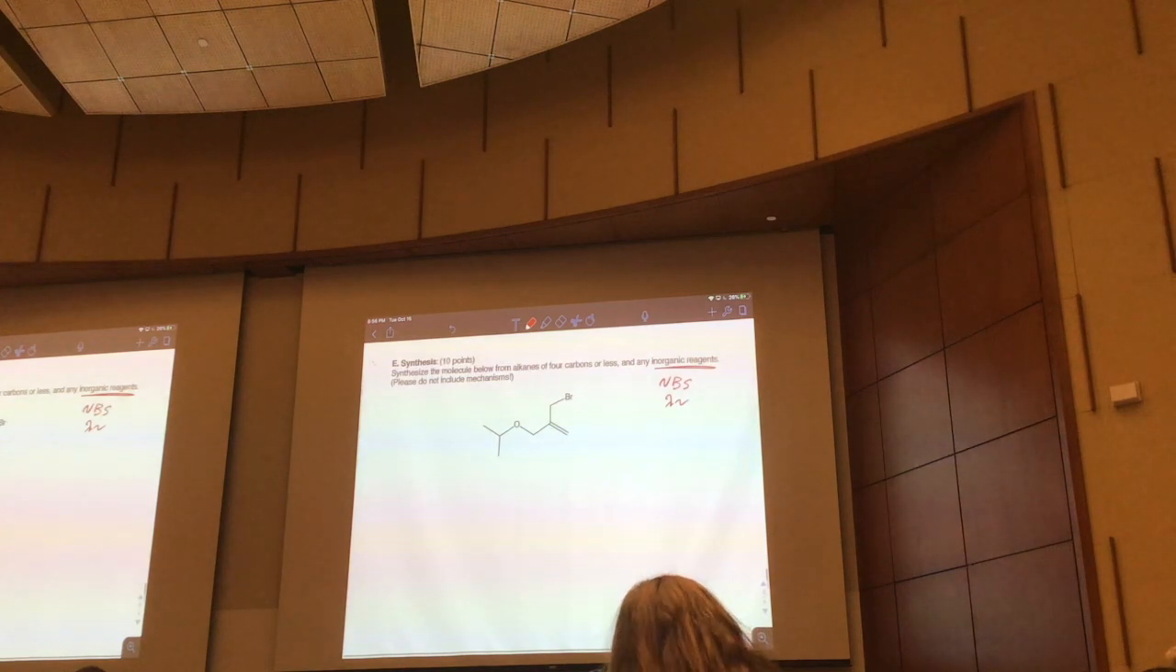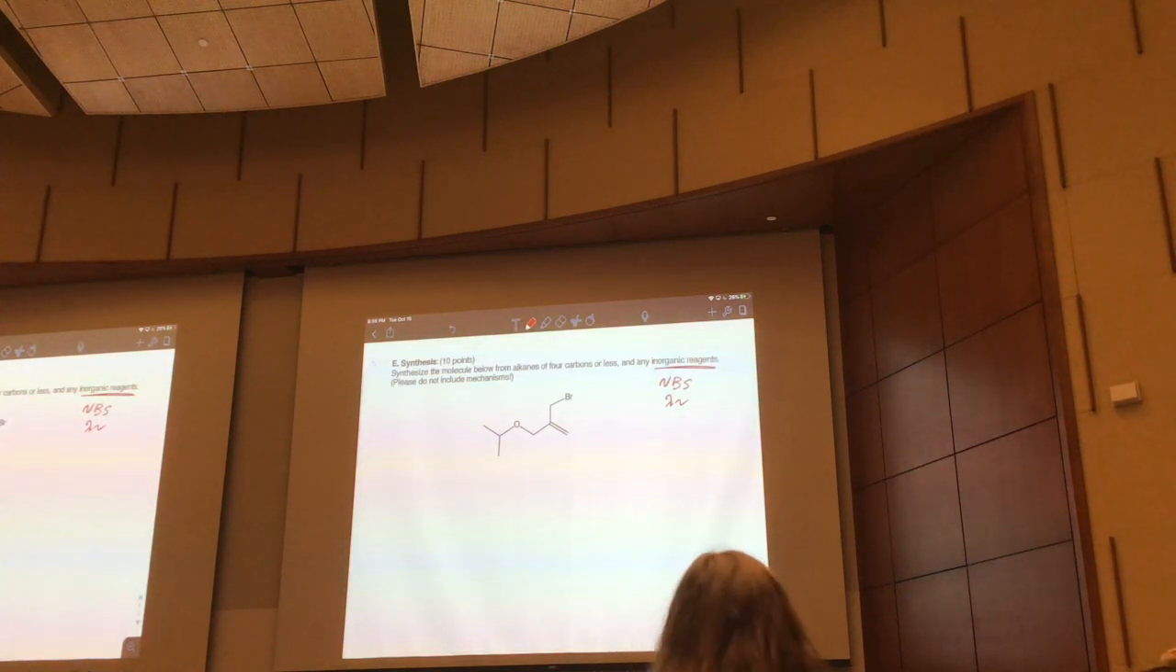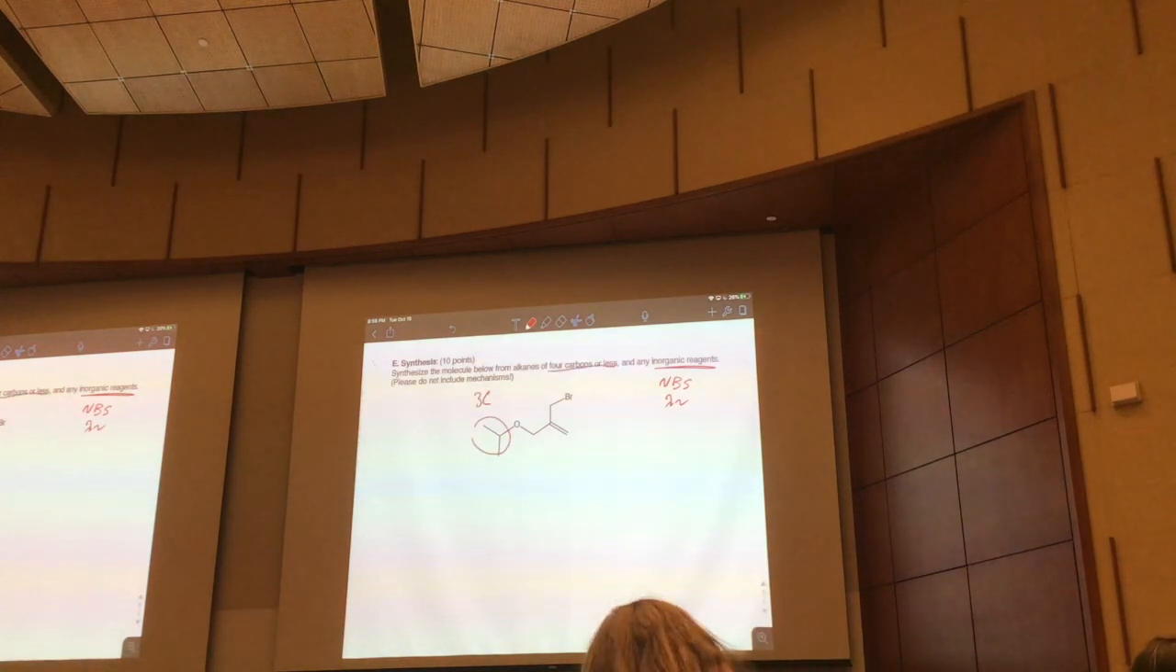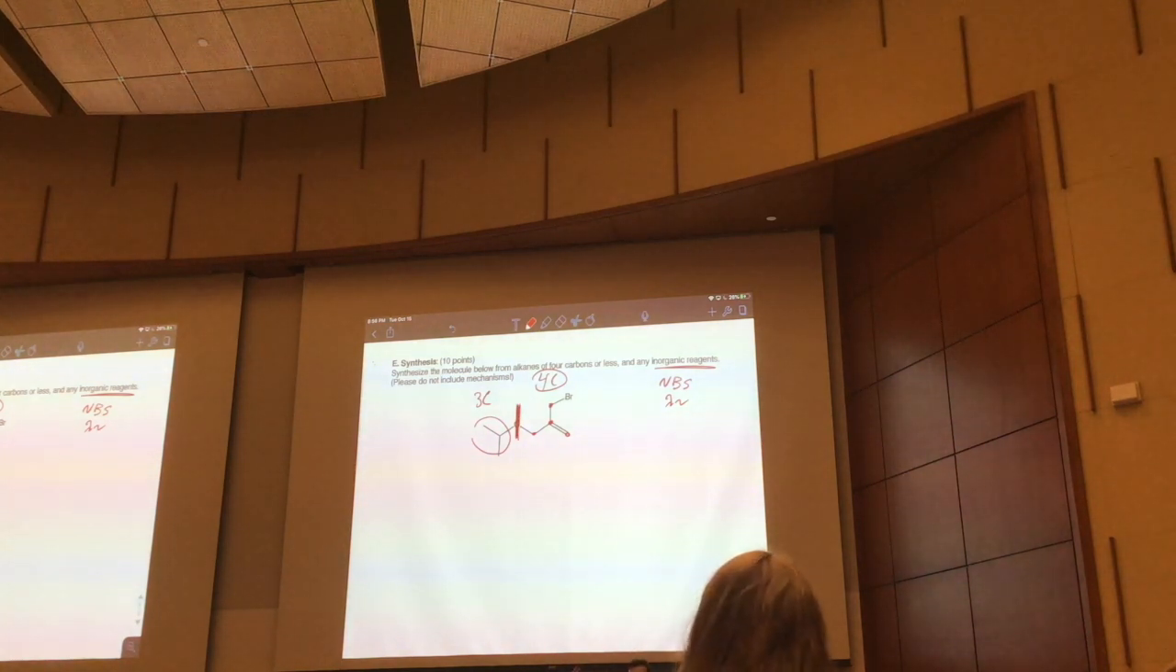So we know we need to break this down to 4 carbons or less. Let's look at this molecule. Right here, there's 3 carbons. That's below 4, so that's fine. We could break that piece. And then we have 1, 2, 3, 4 carbons on this side. So we have chunks of 3 and 4 here. So we know we're going to need to bust this in half right across the oxygen. One of the groups is going to have the oxygen on it, one of them won't.